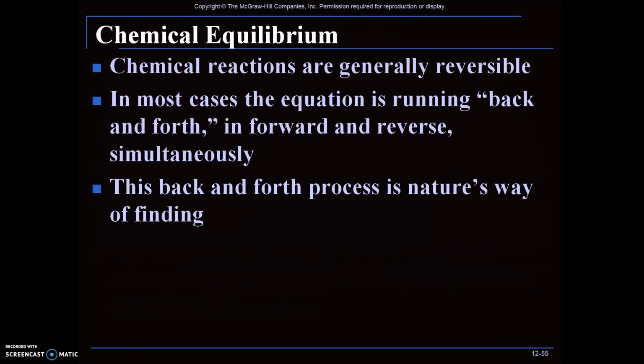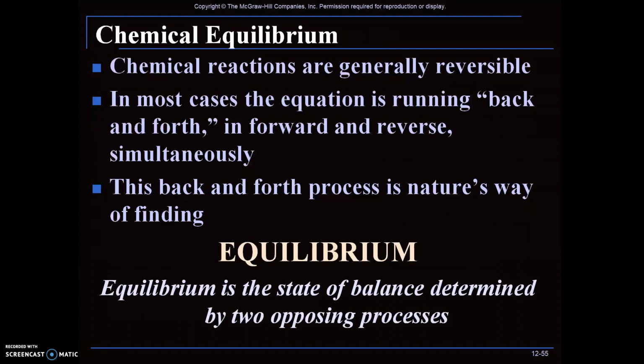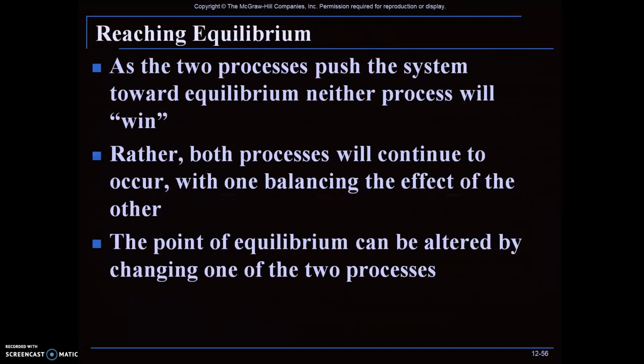Chemical equilibrium. Chemical reactions are generally reversible. In most cases, the reaction is running back and forth, in forward and reverse, simultaneously. This back and forth process is nature's way of finding equilibrium. Equilibrium is a state of balance determined by two opposing processes. As the two processes push the system toward equilibrium, neither process will win, so they keep on going. One will go in this direction, and once the product is formed, it will start working backward. Both processes continue to occur, with one balancing the effect of the other.